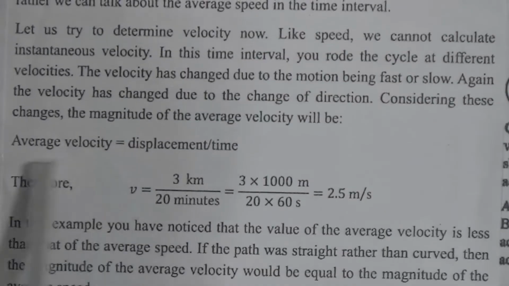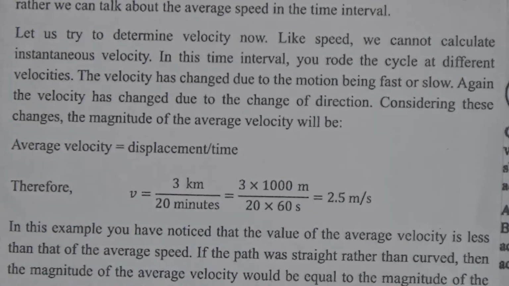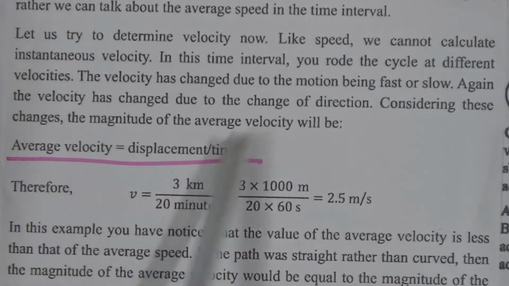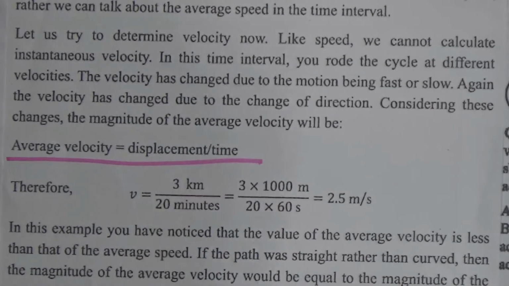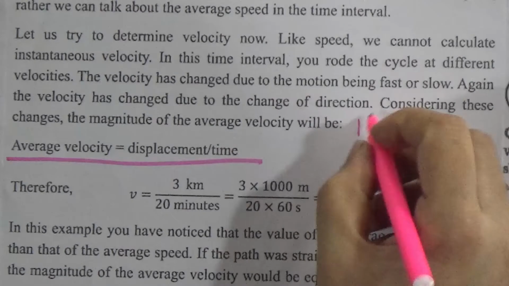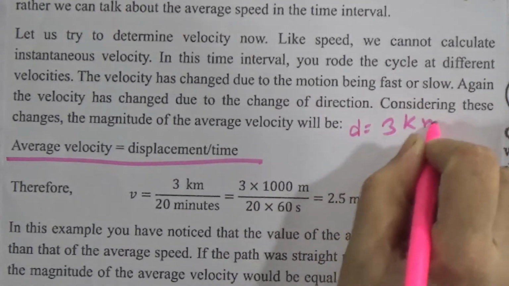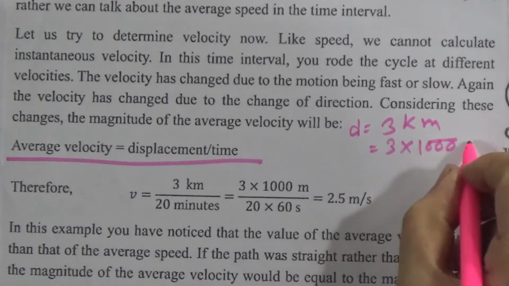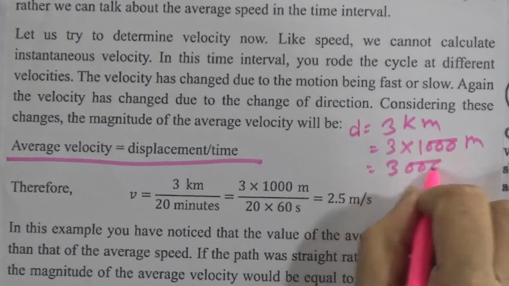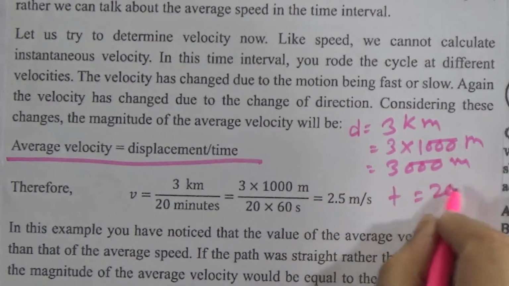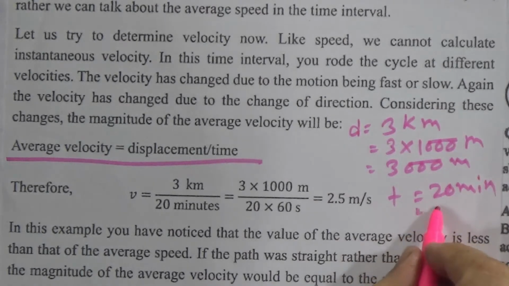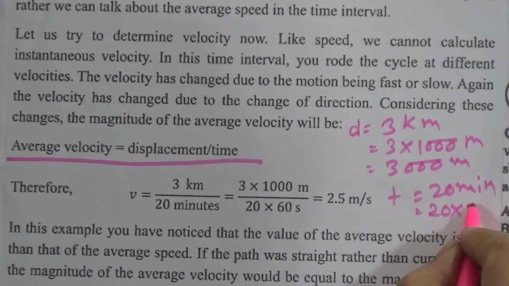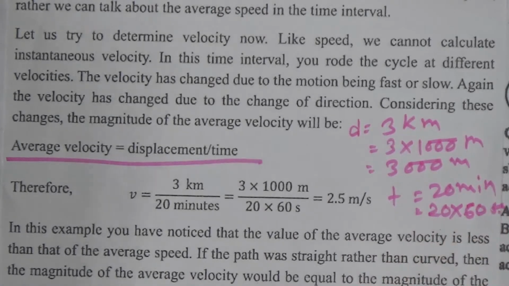The formula of average velocity is displacement divided by time, and the given displacement is 3 kilometer. We have to convert this kilometer into meter, multiply with 1000 meter, that means 3000 meter, and time is 20 minutes. We will convert this minute into second, that means 60 seconds. That means the average velocity will come 2.5 meter per second.